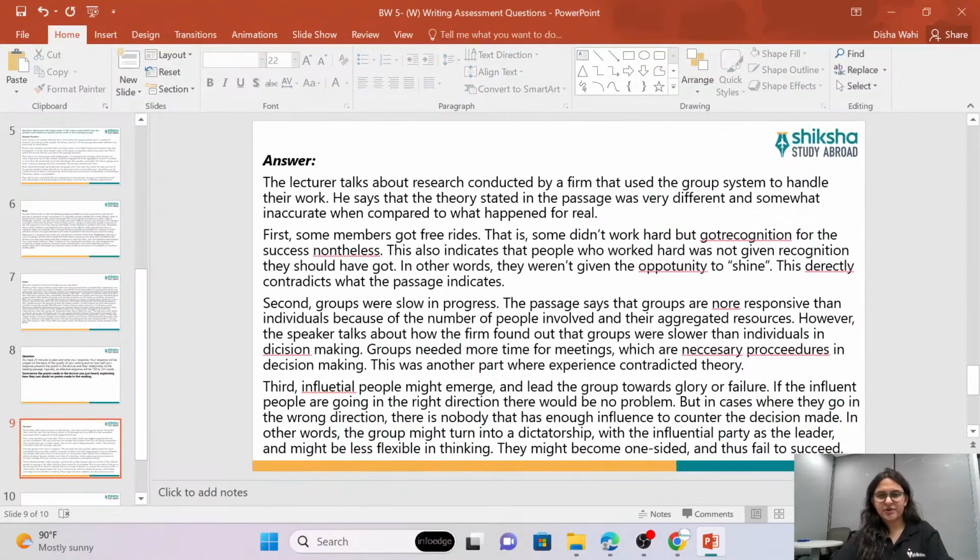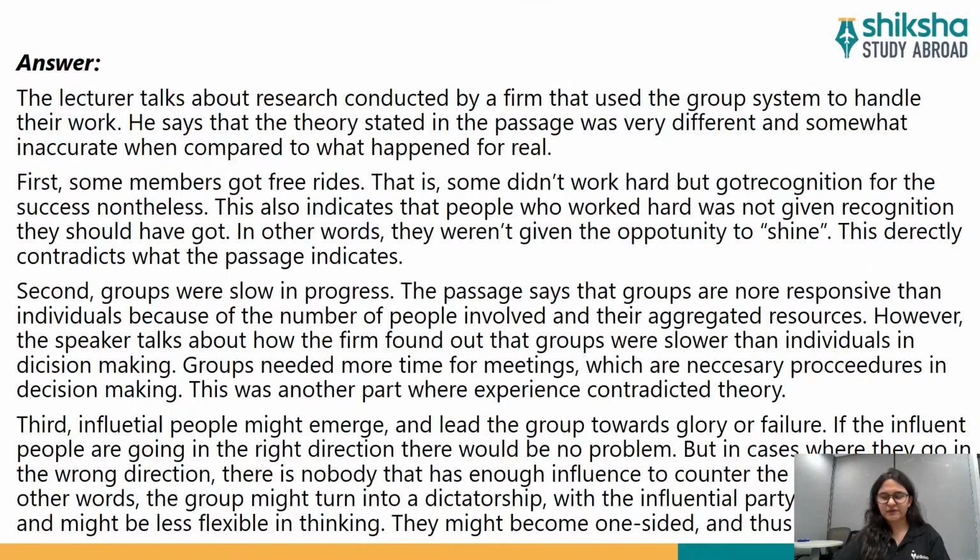Yes. So here we are. Let me read out the answer for you quite quickly. The lecturer talks about the research conducted by a firm that used the group system to handle their work. He says that the theory stated in the passage was very different and somewhat inaccurate when compared to what happened for real. First, some members got free rides. That is, some didn't work hard but got free cognition.